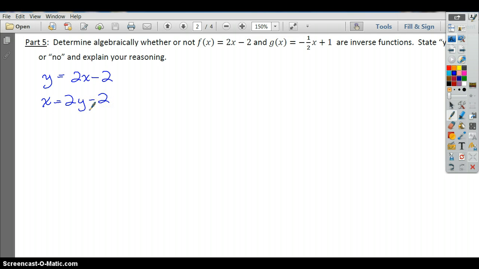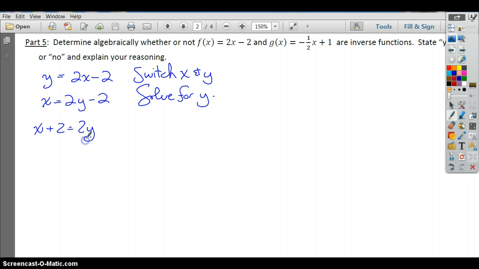Okay, I'm going to solve for y then. So switch x and y, solve for y. So I'm going to add 2 over, and then I'm going to divide by 2. So this is x divided by 2 plus 1. Does this match this? I would have to say no.